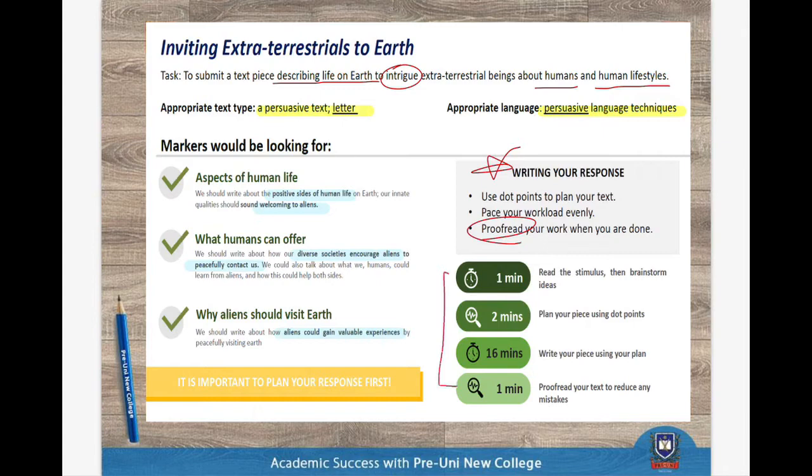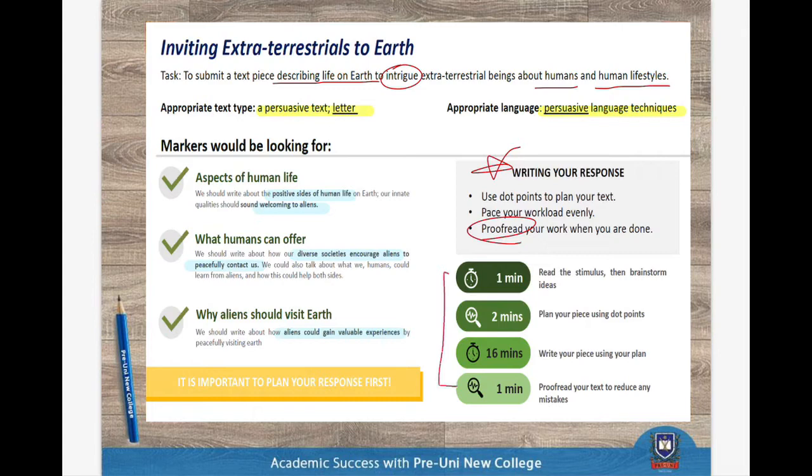When you do this task, you will realize that if you have properly planned out your response in your planning sheet or your planning section, writing it out would be a lot easier because you've got your information there. You just refer back to the point and write accordingly. So you don't have to actually think of an idea. Your ideas are already there. You are just building on those ideas in your actual response.